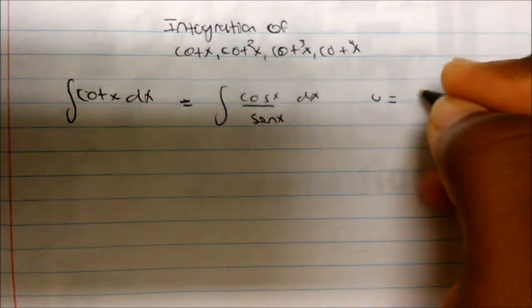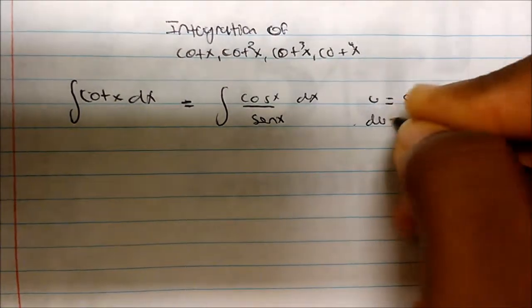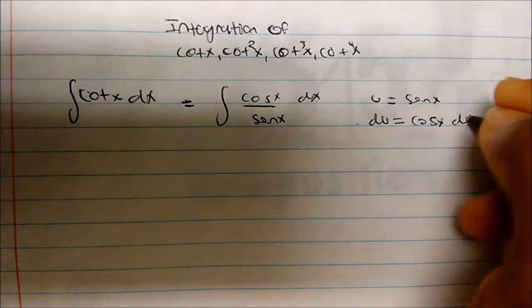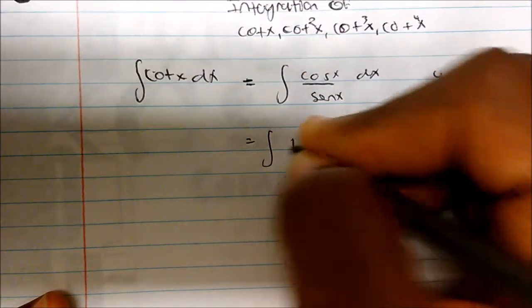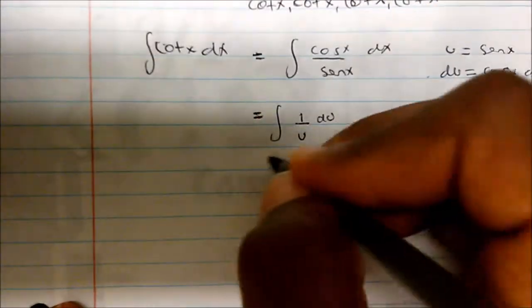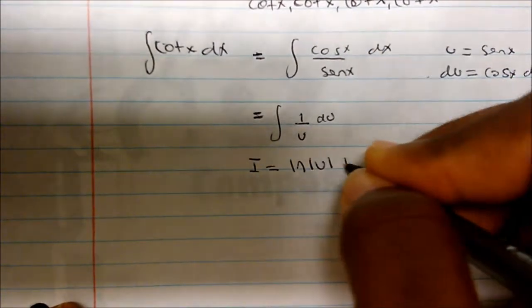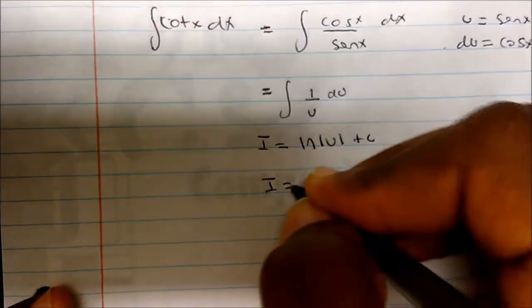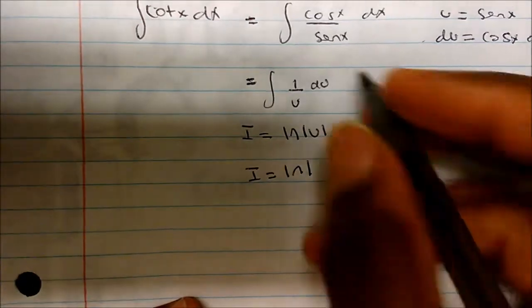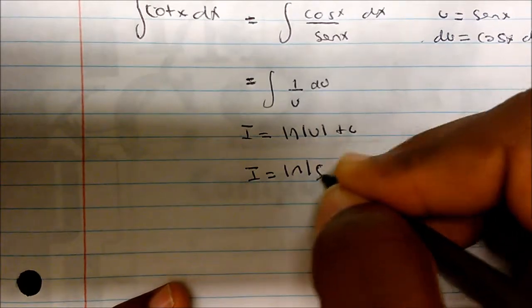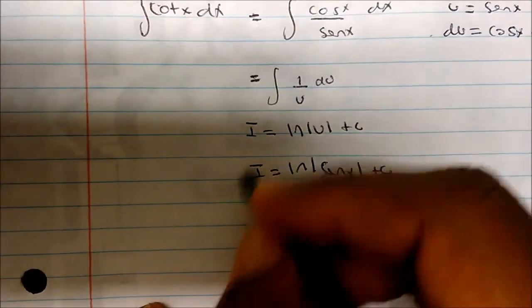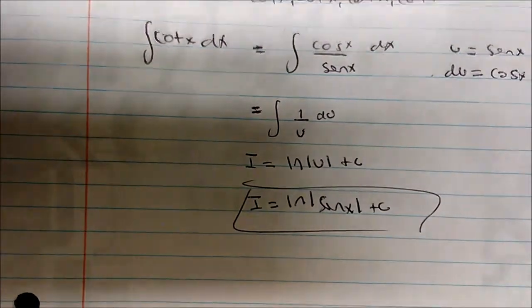So if I set my u to be sine of x, then my derivative is actually cosine of x dx, which is exactly what we have. So this becomes the integral of 1 over u du. Okay, and we know the integral of this is just the natural log of the absolute value of u plus c. Well, what is our u? That happens to be sine of x, so this becomes natural log of sine of x plus c. So that's the integral of cotangent of x.